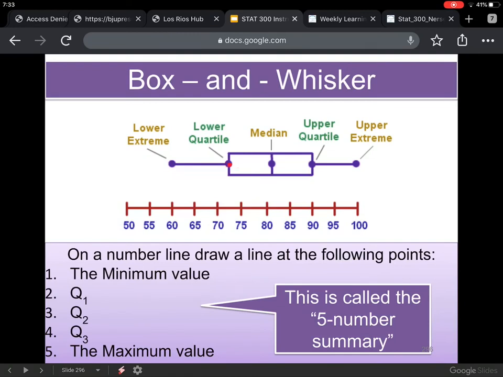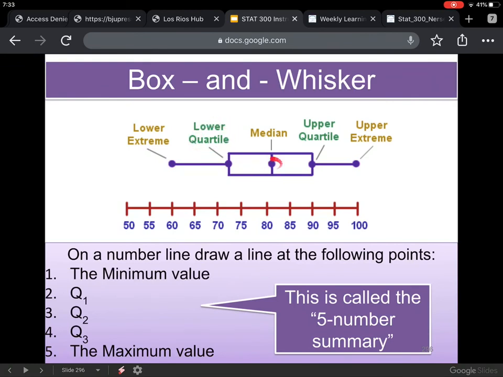73, meaning 25% of the data points, 25% of the class, got 73 or below. That means a lot of people passed, right? 75% of the class passed. Actually, a little bit more if you count 70 being the cutoff point, right? Because then you have these couple other percents here. But lower quartile, 25%, or Q1.